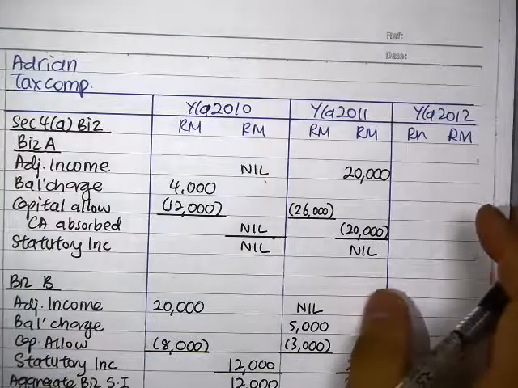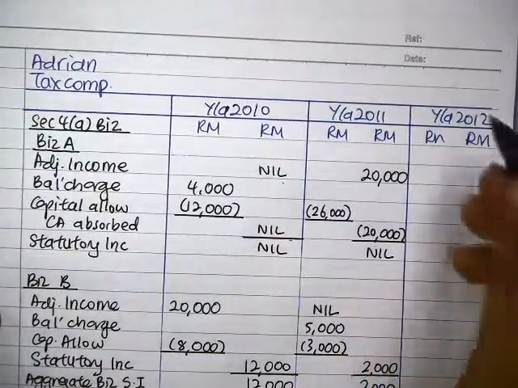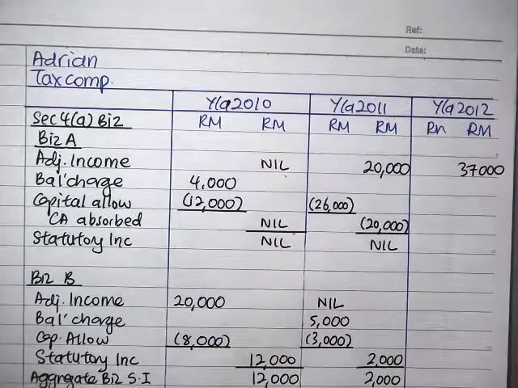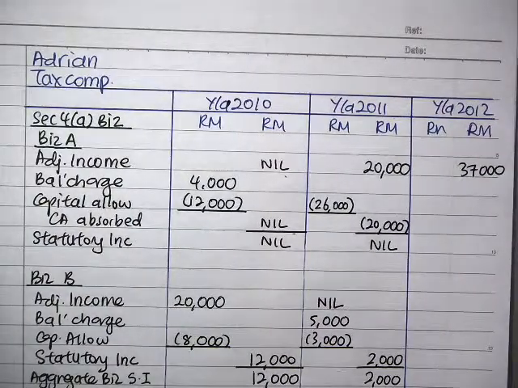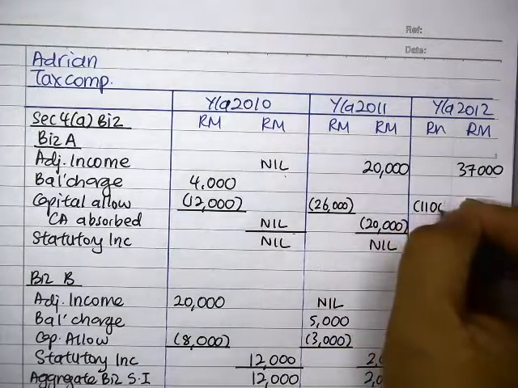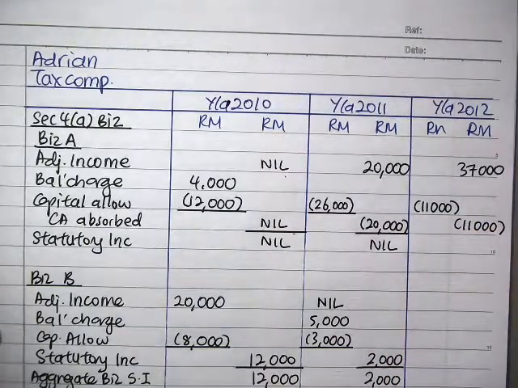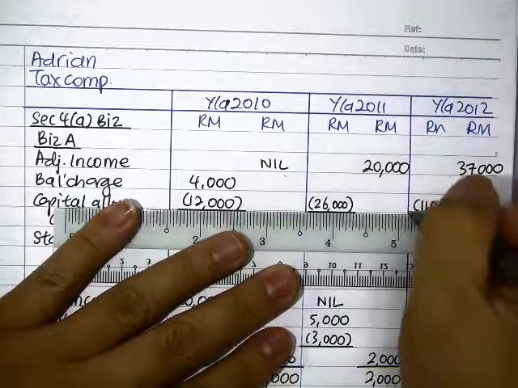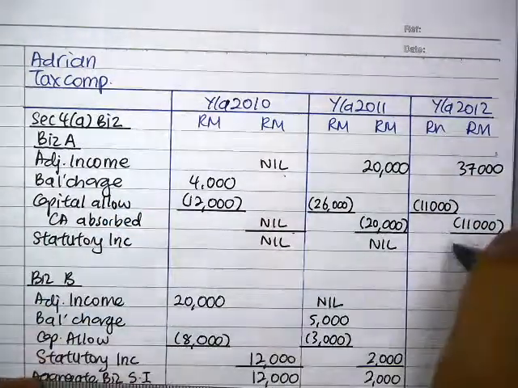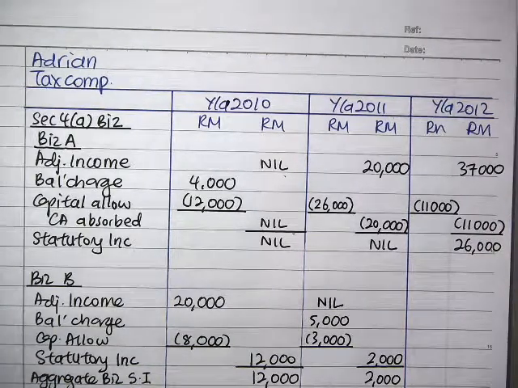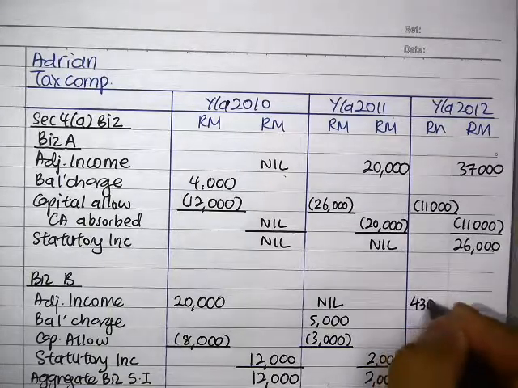Right, so in 2012 we have 37. And you have a CA of 5,000 plus 6,000 brought forward is 11, and you absorb the entire 11. There's no carry forward, it's all utilized. Right, that brings us to a statutory income of business A 26. Now business B has an adjusted income of 43.